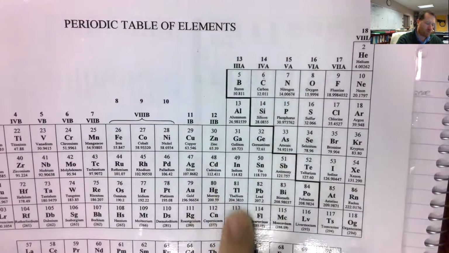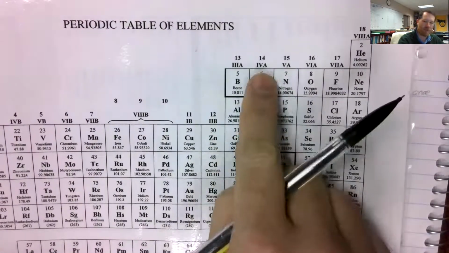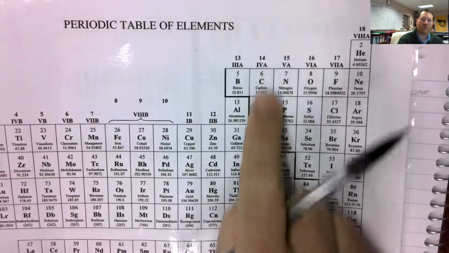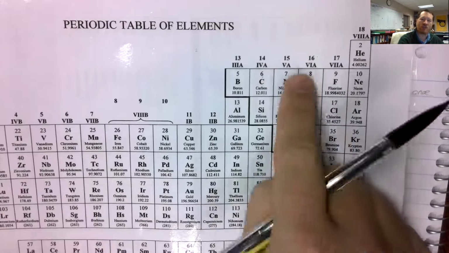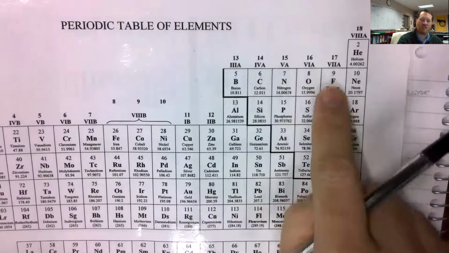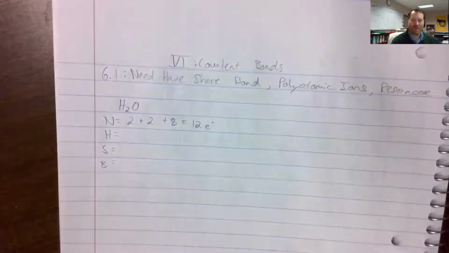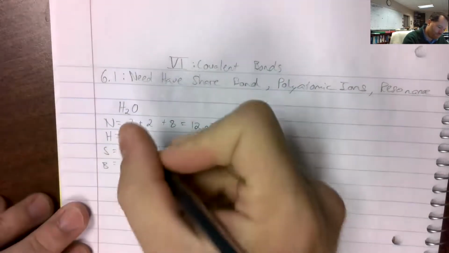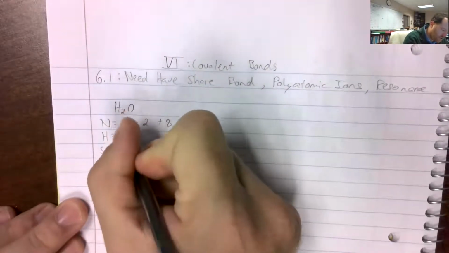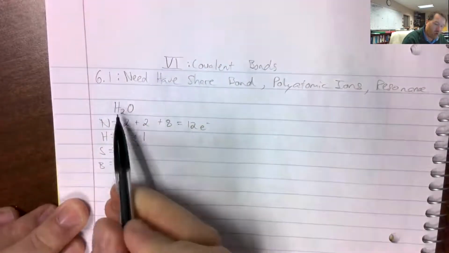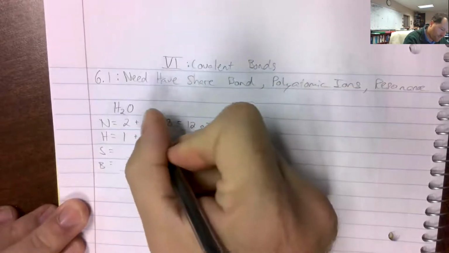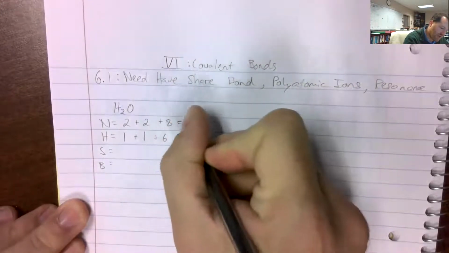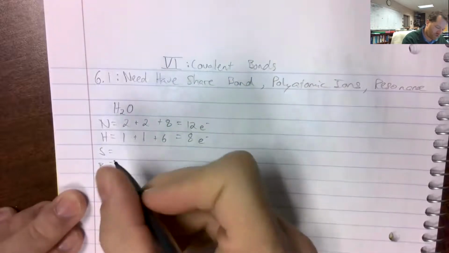We skip over here to boron and aluminum. They have 3. Carbon, silicon, 4. Nitrogen, phosphorus, 5, 6, 7. And again, these guys are 8, which they have all that they need. So they don't need more. So how many do they have? Well, hydrogen has 1. And remember, there are 2 hydrogens. Oxygen has 6. We have a total of 8 electrons.